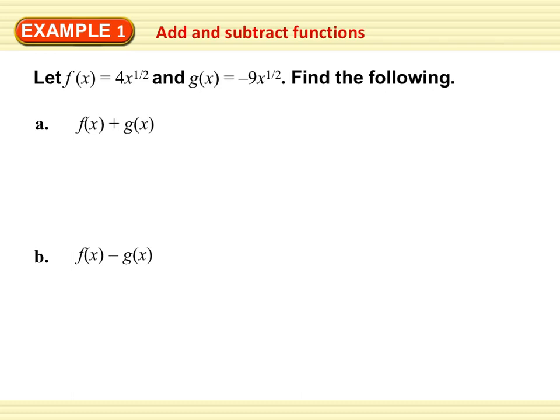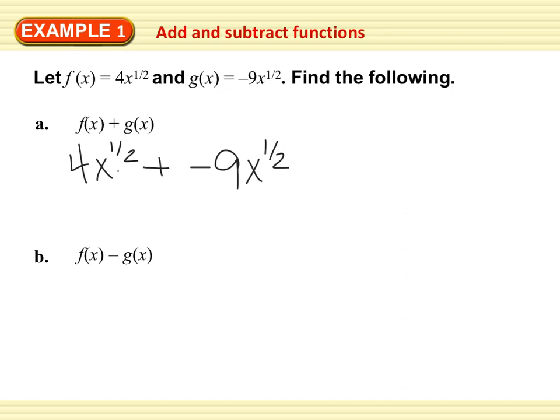All right, let's try to do some of these functions. We're going to add and subtract first. So let f of x equals 4x to the half and g of x equals negative 9x to the half. Now these are just functions. It's just an input-output thing. So let's do f of x plus g of x. So I have 4x to the half plus negative 9x to the half.